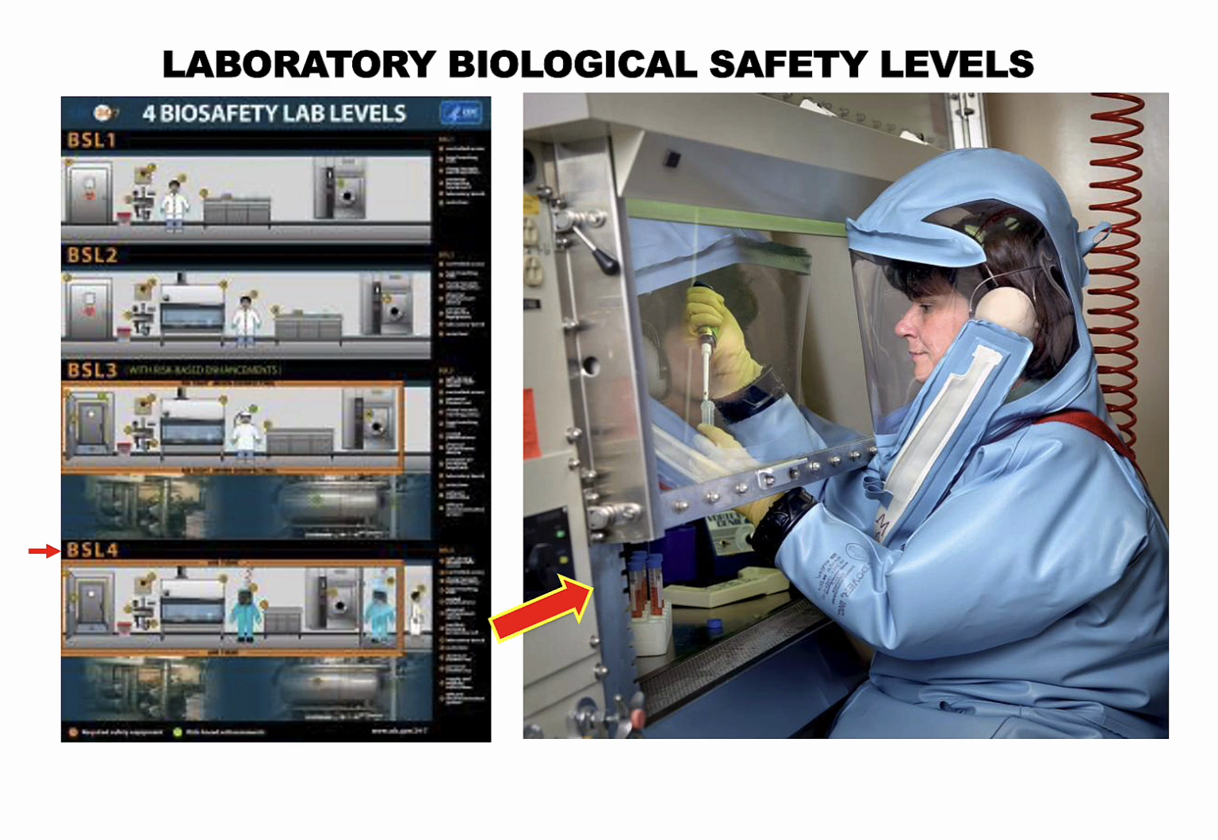BSL-4 agents are most hazardous and often fatal. These microbes are typically exotic, easily transmitted via inhalation, and cause infections for which no treatments or vaccines exist. Notable examples include Ebola virus, Marburg virus, and smallpox virus. Only a limited number of laboratories in the United States and globally are equipped to handle these agents.